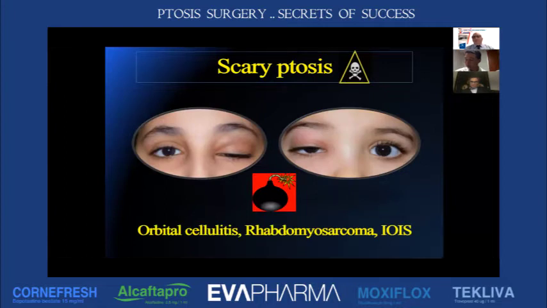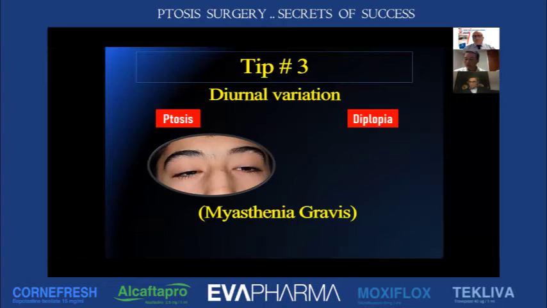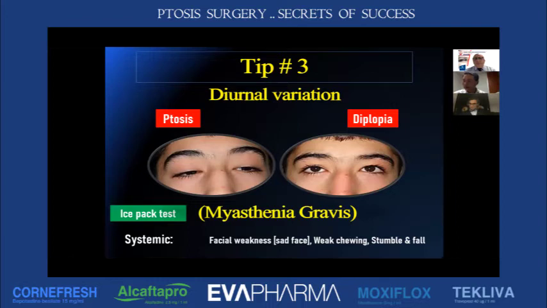Also, orbital inflammation or infection as well as tumors might present with early ptosis, especially if it is of short duration or progressive in course. Then you have to ask about diurnal variation. Always remember, if you did not ask about diurnal variation, definitely you're going to miss myasthenia gravis. Patients usually have ptosis, maybe diplopia at the end of the day, systemic features of facial weakness or weak chewing, stumble and fall. You can perform the ice pack test to confirm the diagnosis in your clinic plus imaging, or refer the patient to a neurologist or neuro-ophthalmologist to have the confirmation with the edrophonium test.